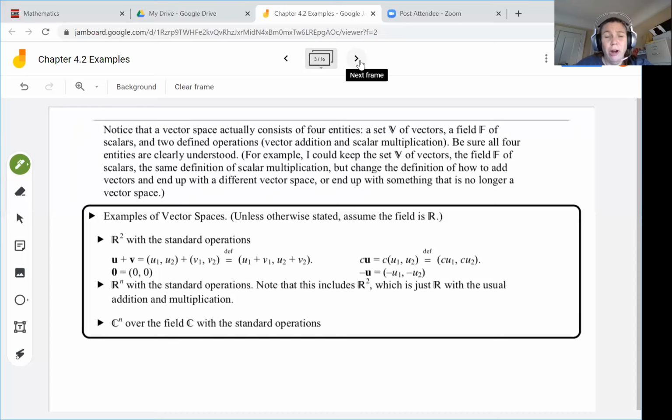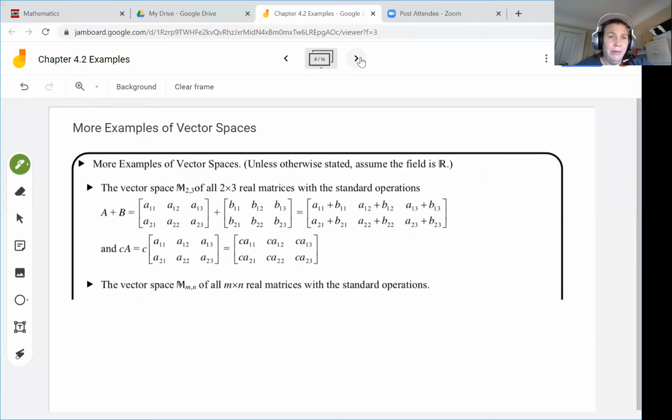In general, Rn, the n-dimensional real numbers, with the standard operations is a vector space. Note that this includes R1, which is just R with the usual addition and multiplication. The complex numbers, so Cn, the n-dimensional complex numbers over the field of complex numbers with the standard operations, is also a vector space.